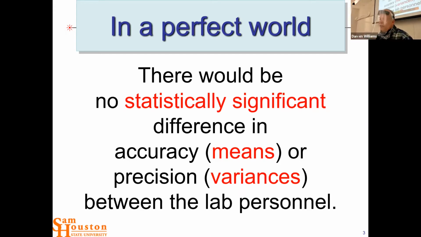That there be no statistical difference in accuracy. So I would get essentially the same answer from each one, and there'd be no statistically significant difference in their precision. I wouldn't have one analyst that was significantly more precise than another. And this is just the way we would like to work, in a perfect world where I could just hand it to anybody and be dependent upon your results.